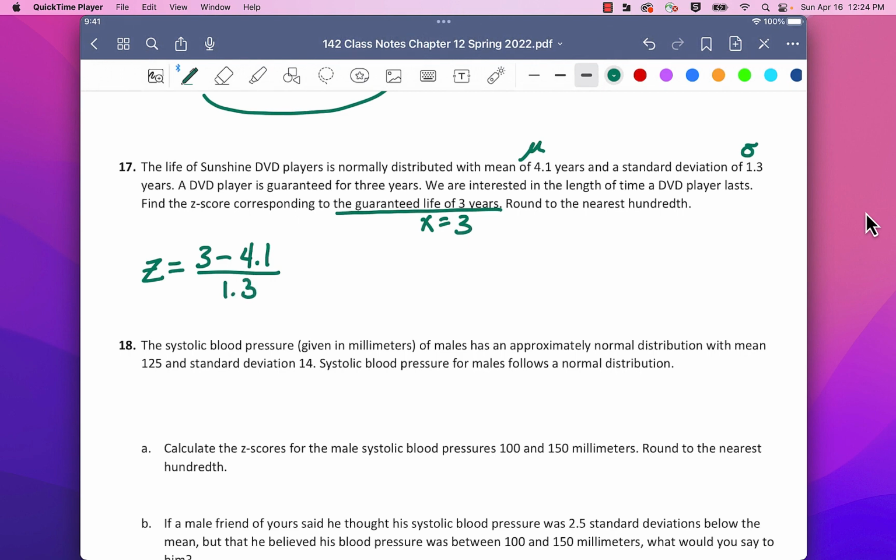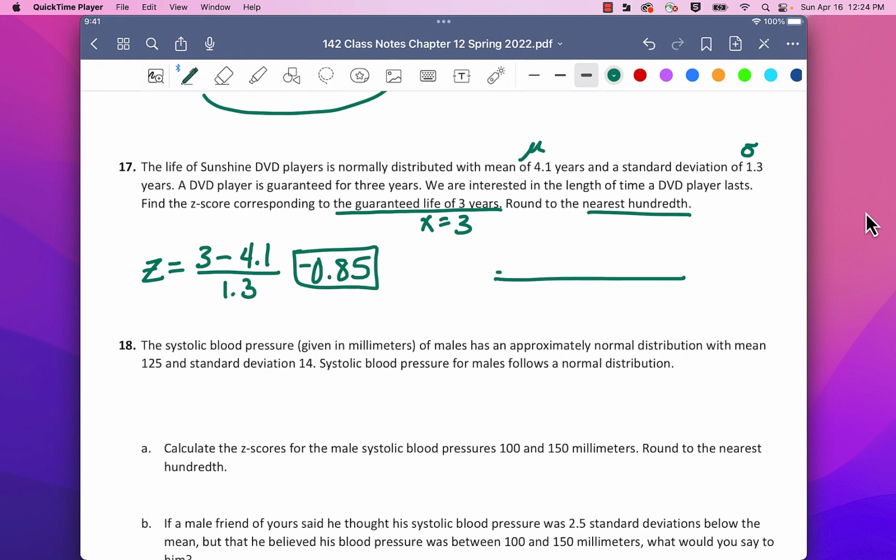Find that on your calculator, round to the nearest hundredth, and we get negative 0.85. It should make sense that it's negative. If you think about it, the mean is 4.1 and the data value is below that. So, first things first, yes, the sign makes sense.